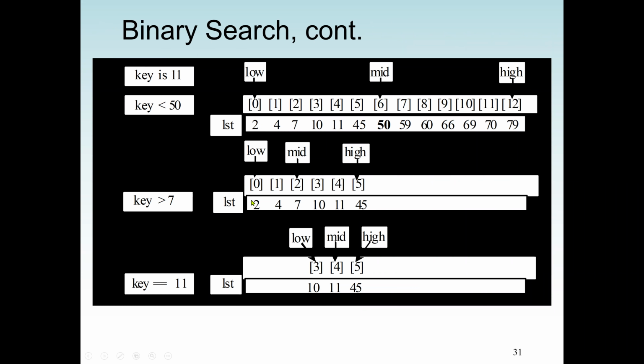And now we look for the middle. The middle was 7. We compare 7 with the key. No, 11 is greater than 7. So we go to the right, only 10, 11, 45 left. We take the middle value. The middle value was 11. We compare 11 with the key, which is 11. Okay, we find it. The position is index number 4.